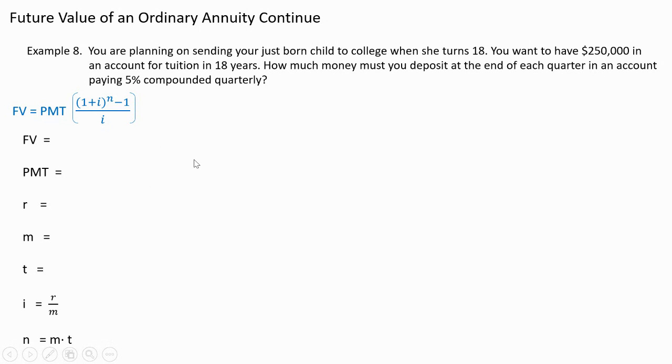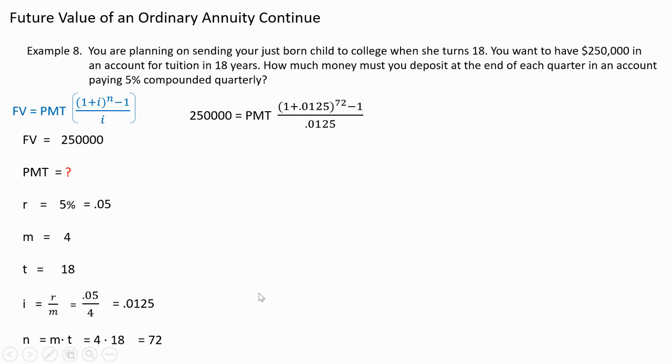So let's put everything in there. Now, we're looking for how much money we should put in. So we're looking for the payment. You want $250,000 in 18 years. The interest rate they offer was 5%. It will be 0.05. Compounded quarterly, M is equal to 4. And the time will be 18. So R divided by M will be 0.05 divided by 4, which will give you 0.0125. And M times T will be 4 times 18, which will give you 72.